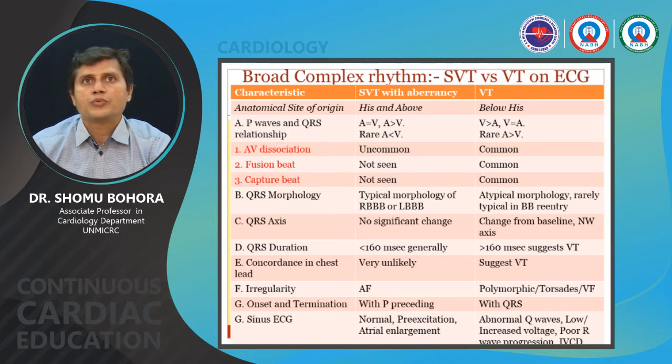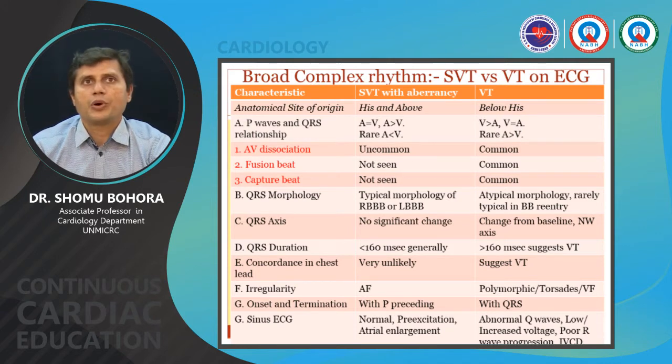Now, what do we see in this relationship? The first is AV dissociation. AV dissociation is uncommon in patients with SVT with aberrancy and commonly seen with ventricular tachycardia. Fusion beats and capture beats are seen with ventricular tachycardias.